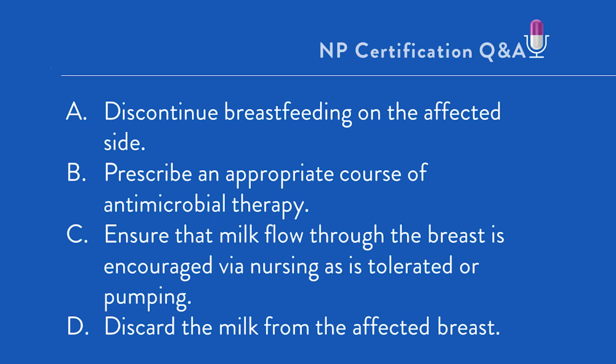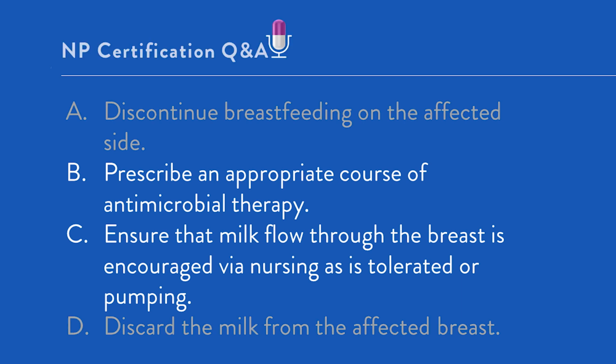A, discontinue breastfeeding on the affected side. B, prescribe an appropriate course of antimicrobial therapy. C, ensure that milk flow through the breast is encouraged via nursing as is tolerated or pumping. D, discard the milk from the affected breast. The correct answers here are B and C: prescribe an appropriate course of antimicrobial therapy, and ensure that milk flow through the breast is encouraged via nursing as is tolerated or pumping.